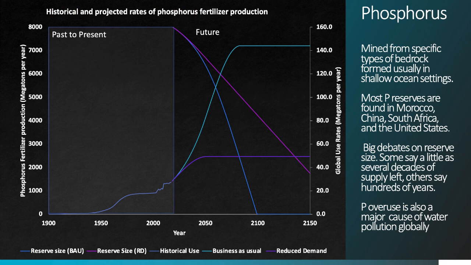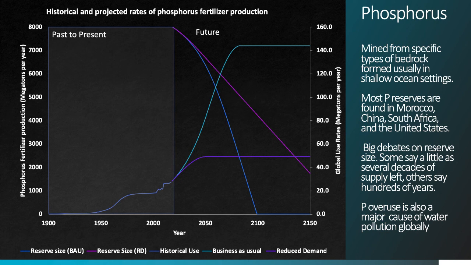Nitrogen is not the only fertilizer, and after nitrogen, phosphorus is often the second most limiting nutrient for agricultural systems. There's a lot to say about phosphorus, and enough to take up an entirely separate video. But very briefly here, I just want to note that phosphorus is mined from bedrock, and that the bedrock reserves are found in a very limited number of countries around the world.